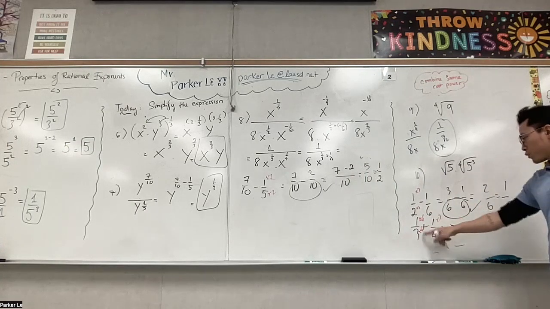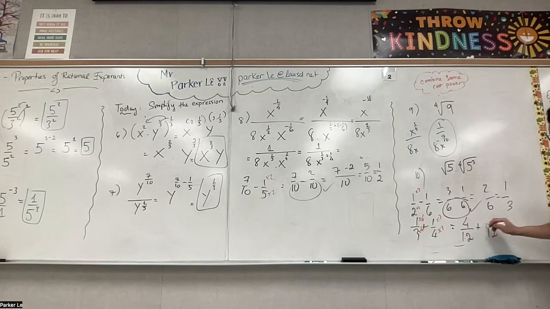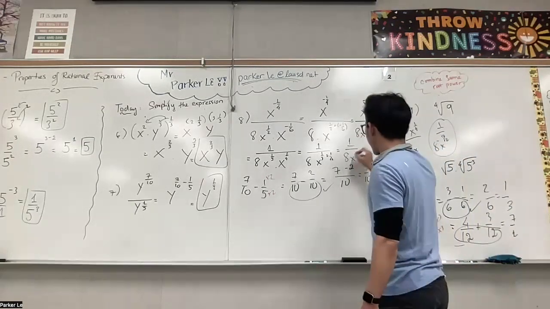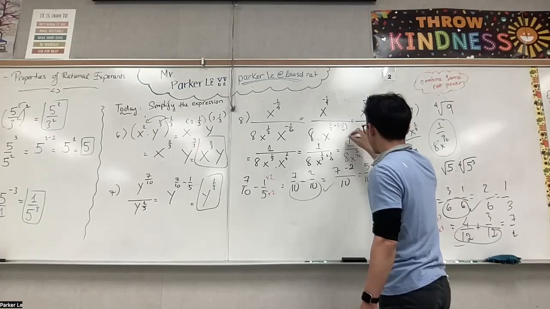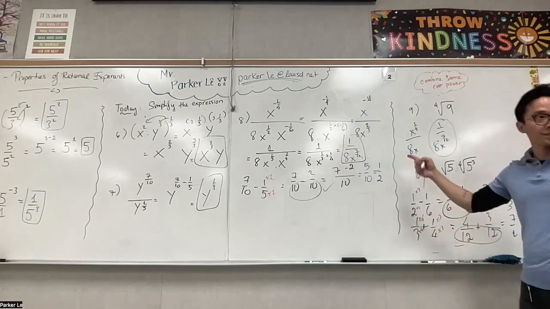On the bottom I have 3 times 4 is 12. 4 times 1 is 4, plus 4 times 3 is 12, 1 times 3 is 3. We have the same denominator, so good to go. I'm going to add the top: 7 over 12. Look, this is the correct answer: 1 over 8 x to the 7 over 12. That's the correct answer. Whoever got this is correct.